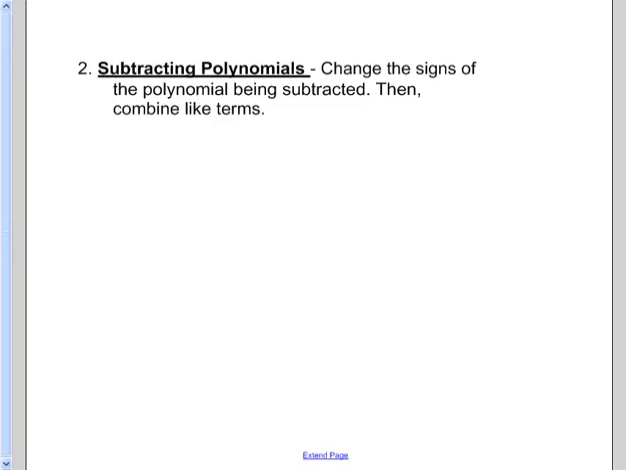Part 2 is subtracting polynomials. For the definition, or kind of the procedure I have, it says to change the signs of the polynomial being subtracted, then combine like terms. Let me explain that after I show you what the problem is going to look like. If you have negative 7x squared plus 4x plus 7 minus negative 8x plus 2.